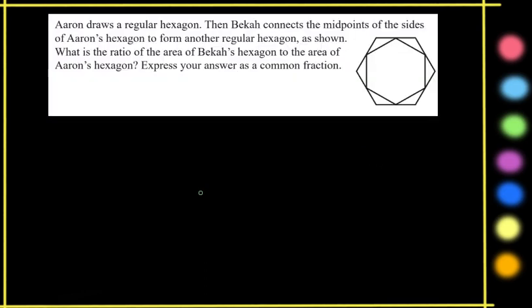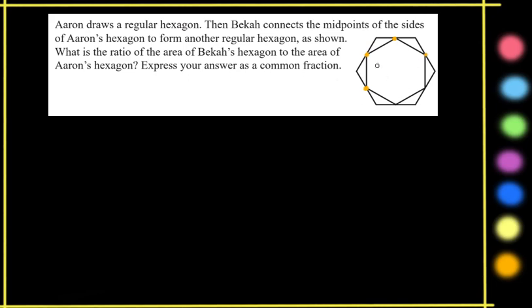All right. Let's go to the next one here. Again, feel free to pause the video and take a look here before you look at the solution. This one says Aaron draws a regular hexagon, and then Becca connects the midpoints. Okay, so these midpoints here of the sides of Aaron's hexagon. So this bigger one was Aaron's hexagon, to form another regular hexagon. So that's the smaller one. As shown, what is the ratio of the area of Becca's hexagon to the area of Aaron's hexagon? Express your answer as a common fraction.